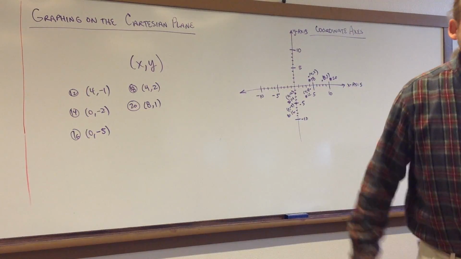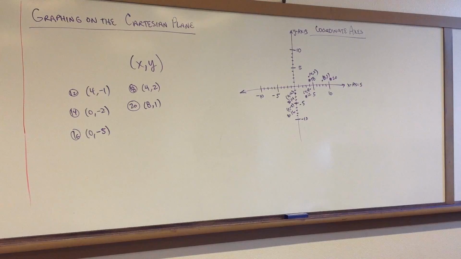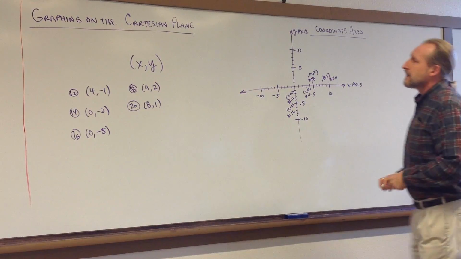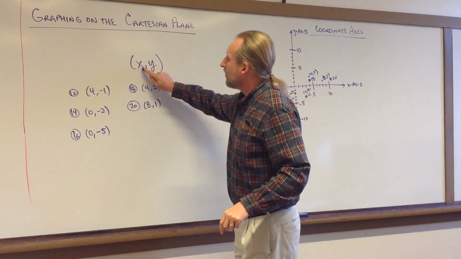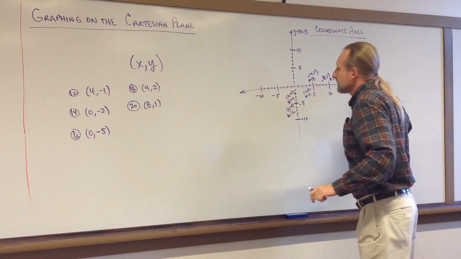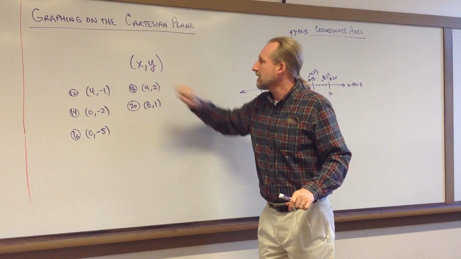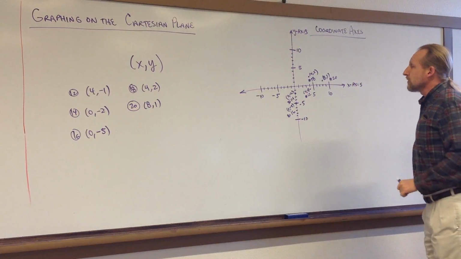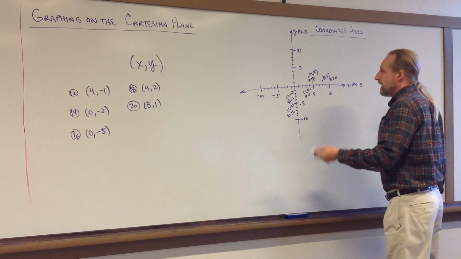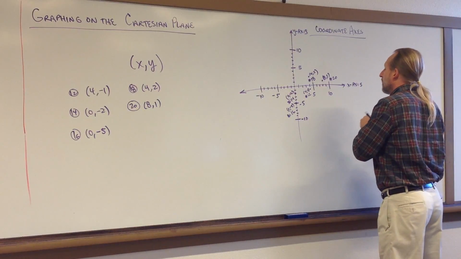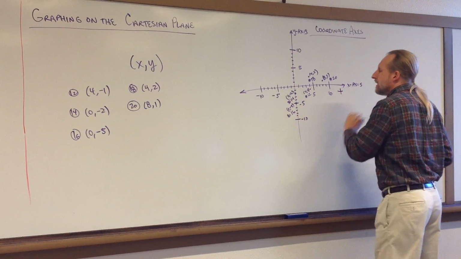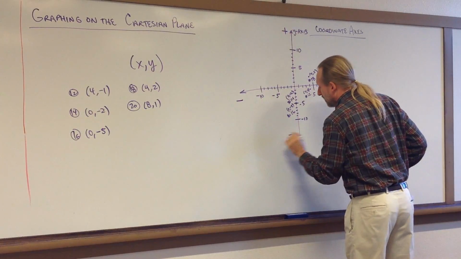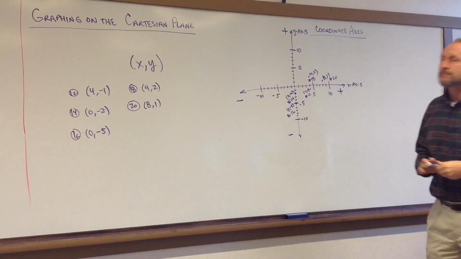Okay, so this first assignment is relatively straightforward. It's important that you understand that the first number is always the x, or horizontal component, and the second number is always the y, or the vertical component. And it's also important that you understand that the x's go positive to the right, negative to the left, and the y's go positive up and negative down.